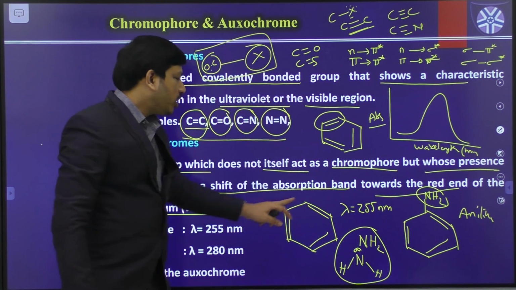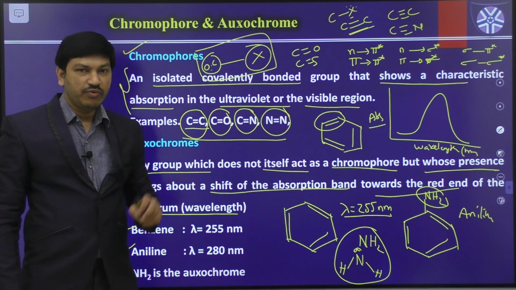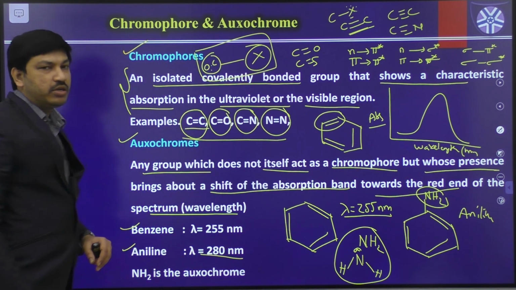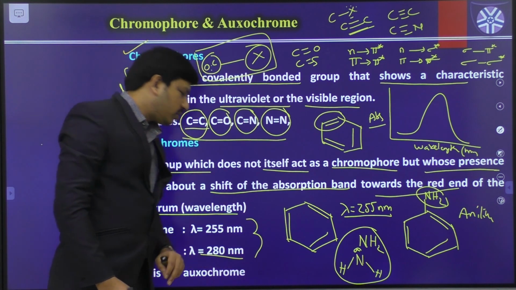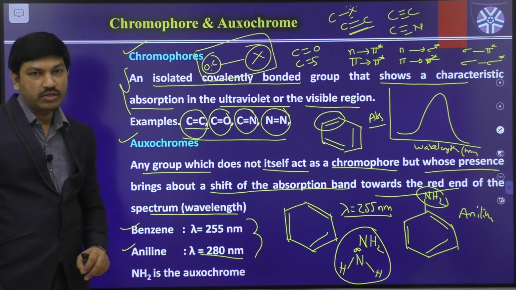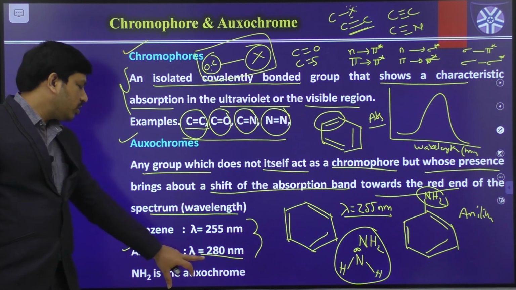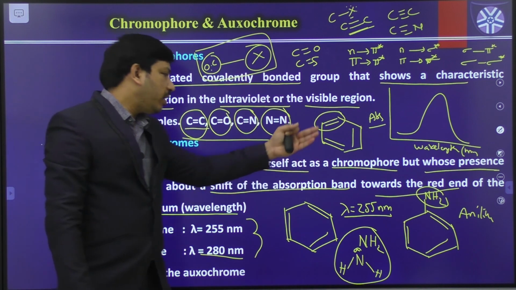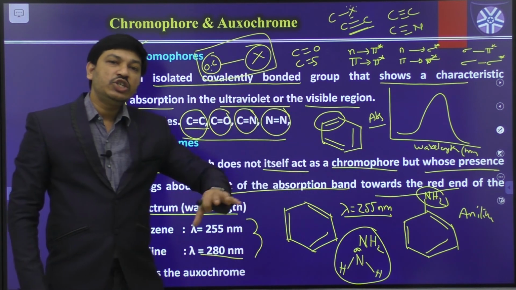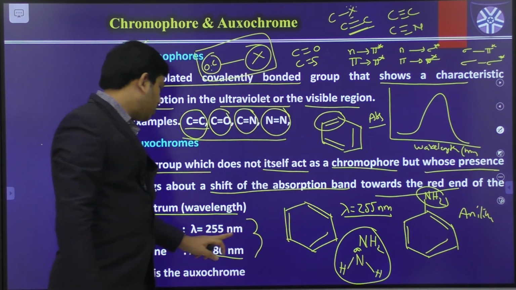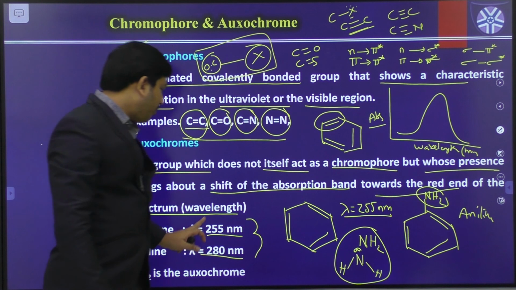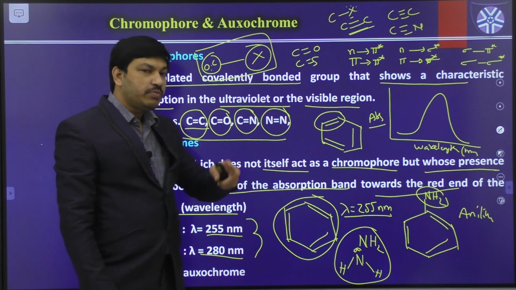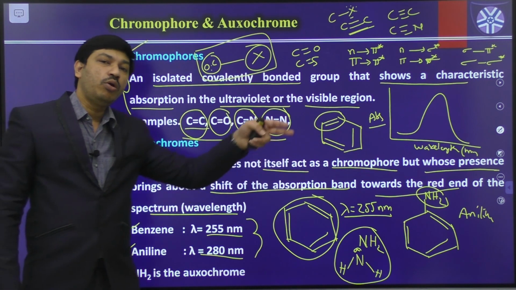But once it is attached to the benzene ring, initially the benzene ring shows an absorption peak around 255 nanometers, but due to the presence of the NH2 group, that value shifted to 280 nanometers. So the wavelength increased, yes or no, from 255 to 280 nanometers. So the aniline compound shows an absorption peak at 280 nanometers. That indicates that due to the presence of the NH2 group on the benzene ring, the benzene absorption peak, which is mainly because of the 3 double bonds like this, shifted to 280 nanometers, a little bit longer wavelength.